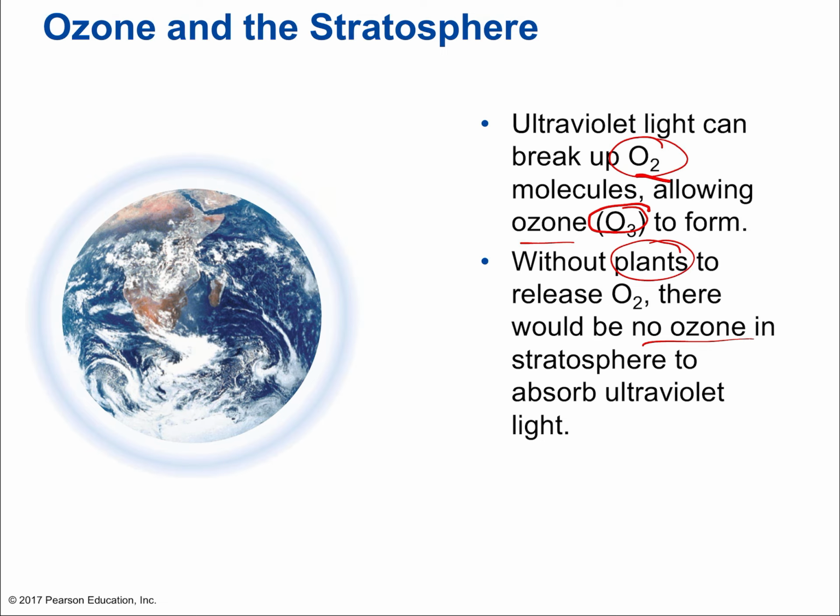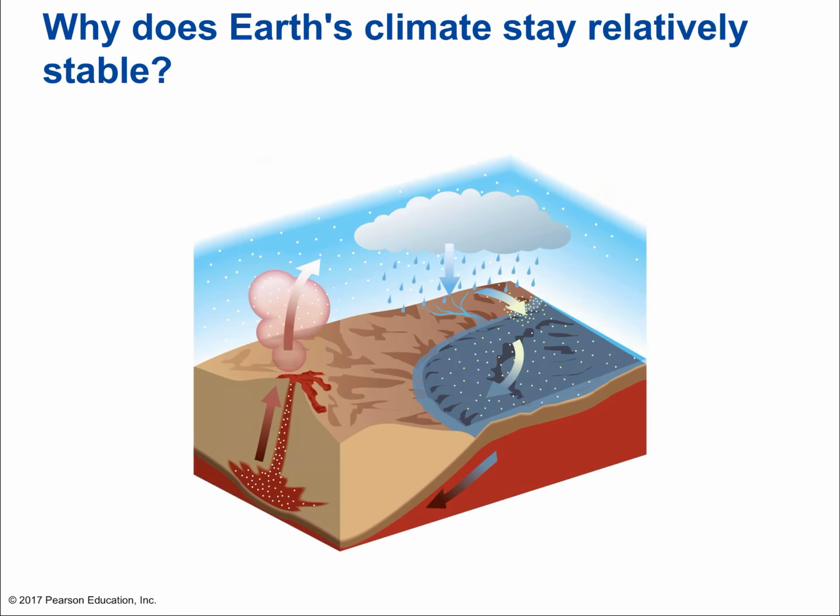So that's why we have such a unique stratosphere, because of the hundreds of millions of years of plants living on the planet. Okay? So life has an important role to play here. The ozone is life-sustaining, but also created by life. Okay? So why does Earth's climate stay relatively stable?